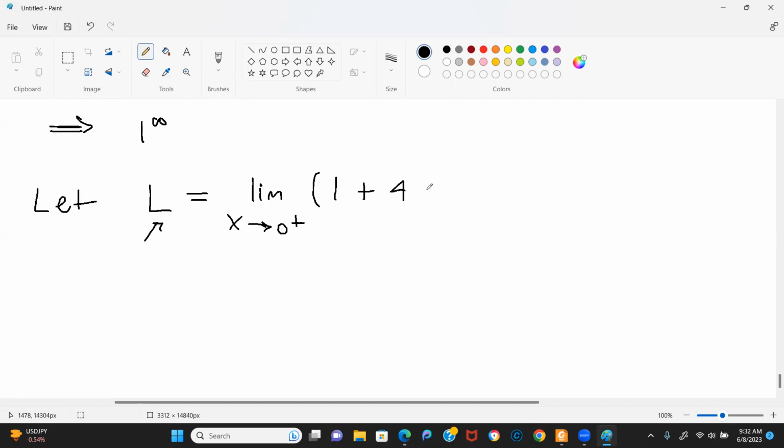So let's call L this limit that we're starting with. Oops, that's not right. It's sine of 4x raised to the cotangent of x. What we're gonna do is take the natural log of both sides and then exponentiate both sides at the end to undo taking the natural log. So we're gonna take ln of L, and so it's gonna be ln of this limit.